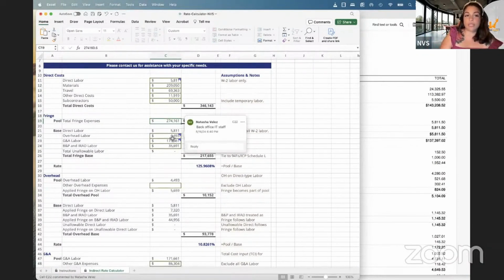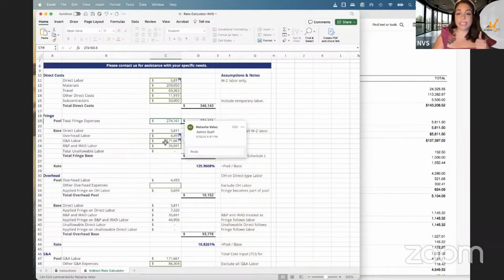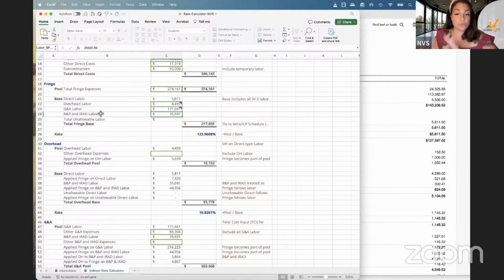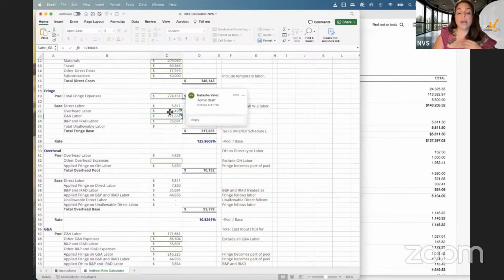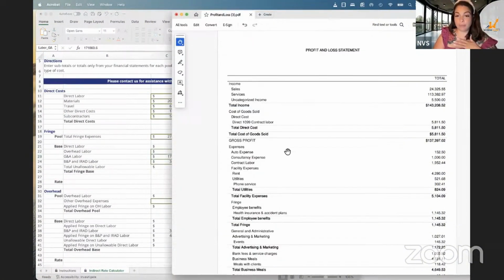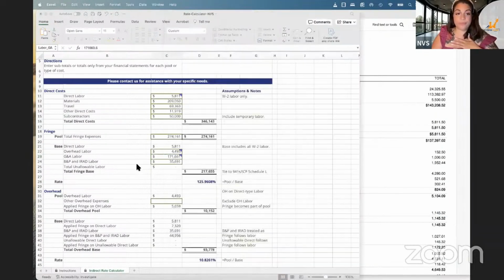Then here it has the option to put in your overhead labor, again, your G&A labor, so proposal labor, admin labor, overhead labor, IT labor, anything of that magnitude can go in there. This is bids and proposals labor, so any labor that you bill to proposals, research and development, all of that's in there. All you have to do is plug in the numbers here from this P&L statement in your QuickBooks.